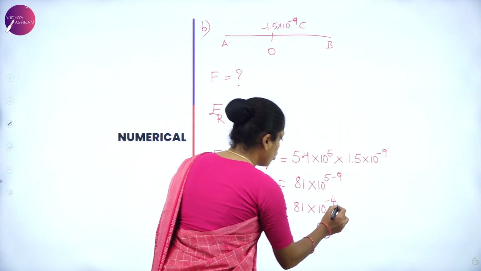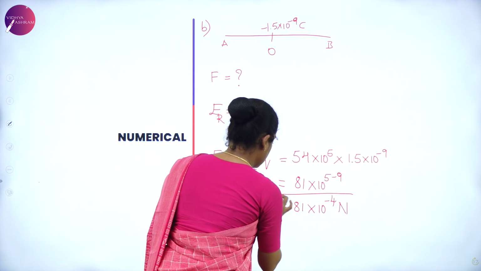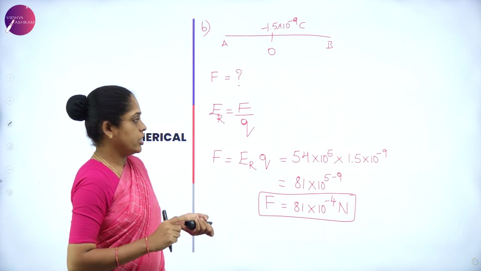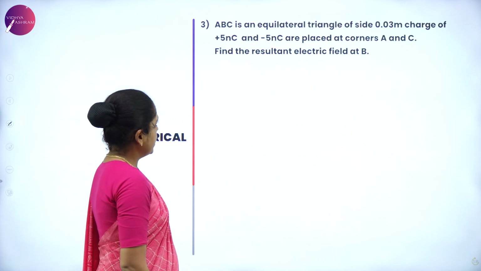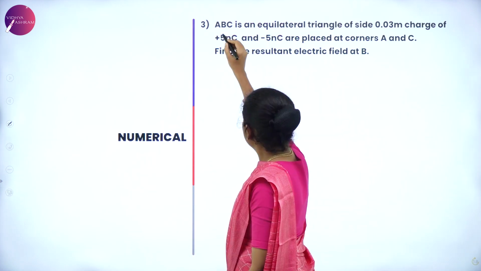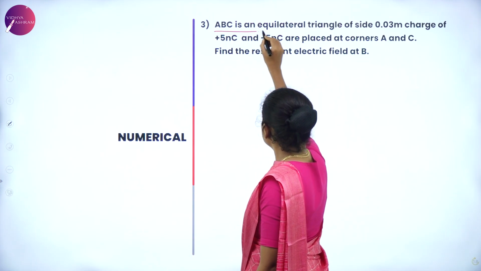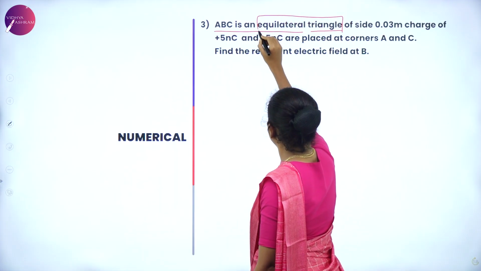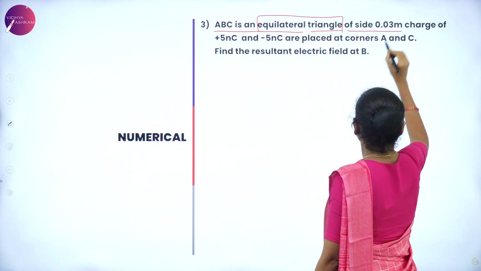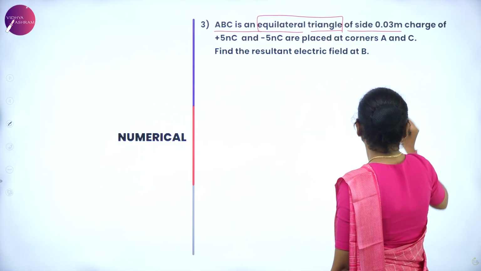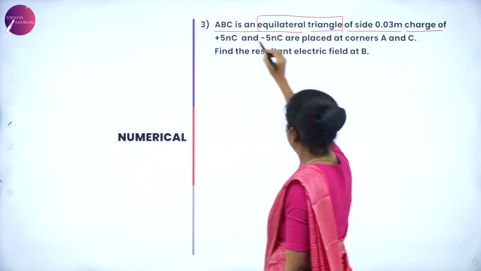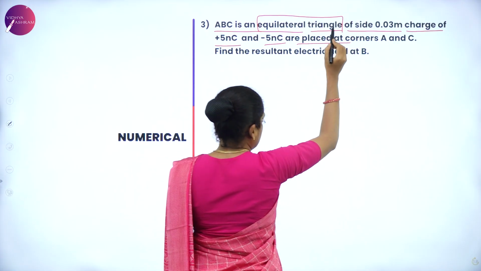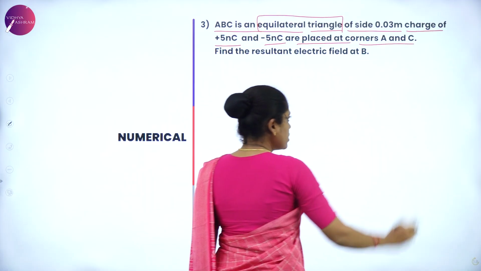And what is the unit of force? The unit of force is Newton. Yes. Now we have solved question number 2. Let us move on to question number 3. Question number 3 is that ABC is an equilateral triangle. So, we have an equilateral triangle of side 0.03 meter, and charges of plus 5 nanocoulomb and minus 5 nanocoulomb are placed at corners A and C.